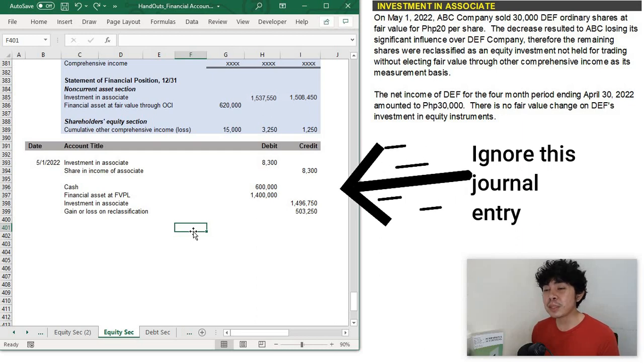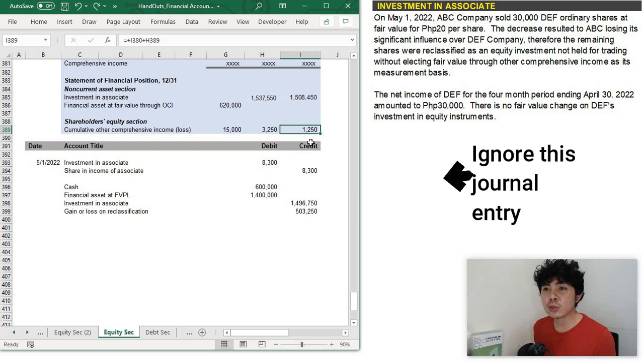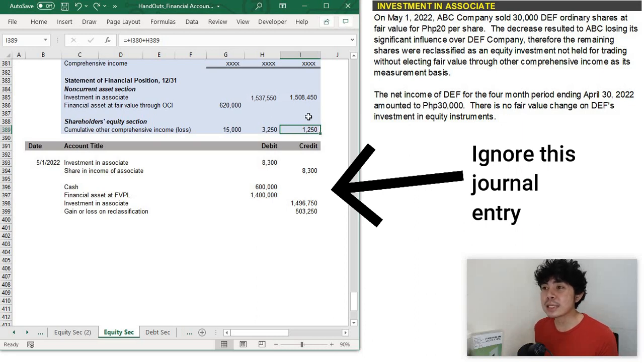Tapos ngayon, dahil wala na tayong investment in associate na account, dapat tanggalin na rin natin yung related OCI na nire-record natin dahil dito sa ating associate. At ano yung OCI na nire-record natin dito dahil sa associate? Yun yung OCI na nanggagaling sa investment ni associate. So, itong 1,250 pesos na to na makikita sa balance sheet sa shareholders' equity section, nire-record natin to as our share in the OCI of DEF. Since hindi na tayo mag-equity method, dapat tatanggalin na rin natin to kasi nagkaroon lang naman tayo ng ganito sa libro natin kasi ginagamit natin yung equity method. But since hindi na nga equity method as of May 1, tatanggalin na natin to.